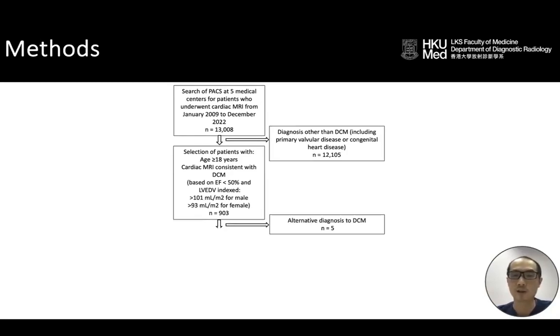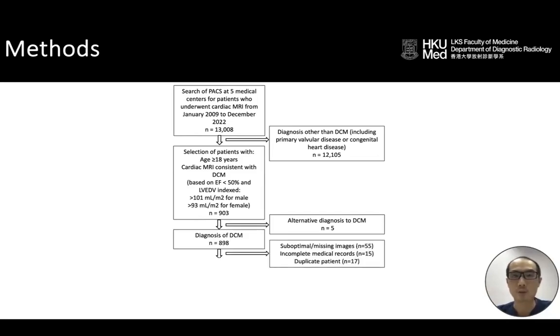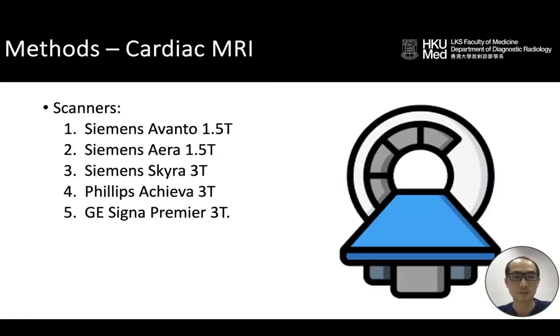We removed a further 5 patients because there were some other diagnoses other than DCM that could account for the appearances. This left us with 898 patients, but we removed a further 80 plus patients for suboptimal images, incomplete medical records, and duplicates. So this left us with a final sample size of 811 patients, and of these 811 patients had 193 deaths and 357 heart failure hospitalizations.